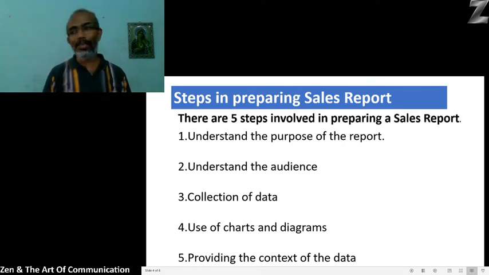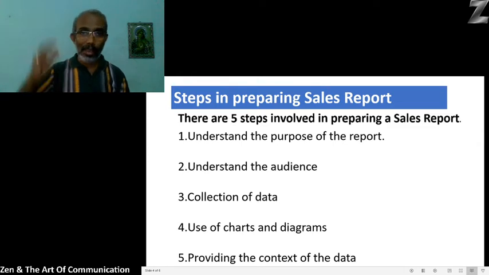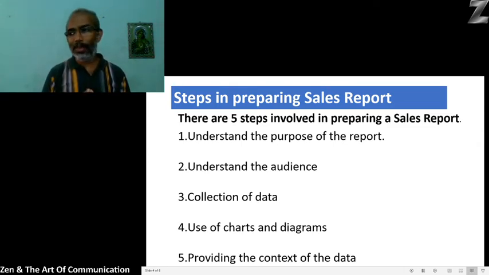Point 2, understand the audience. Who will the audience of your report be? Who is going to read through your report, understand it and take action? It can be as low as the field sales force, or it can be as high as the top level management. It is depending upon the audience that you should prepare your sales report.